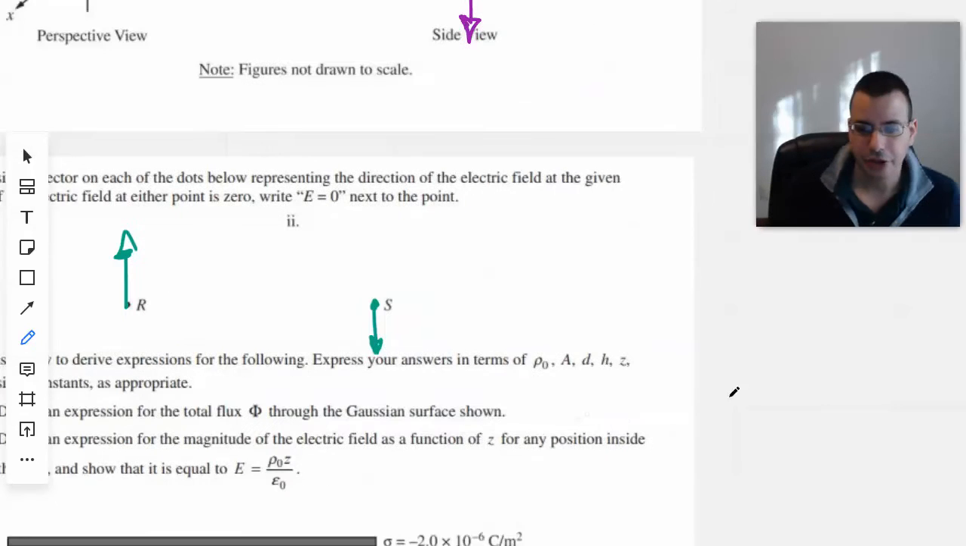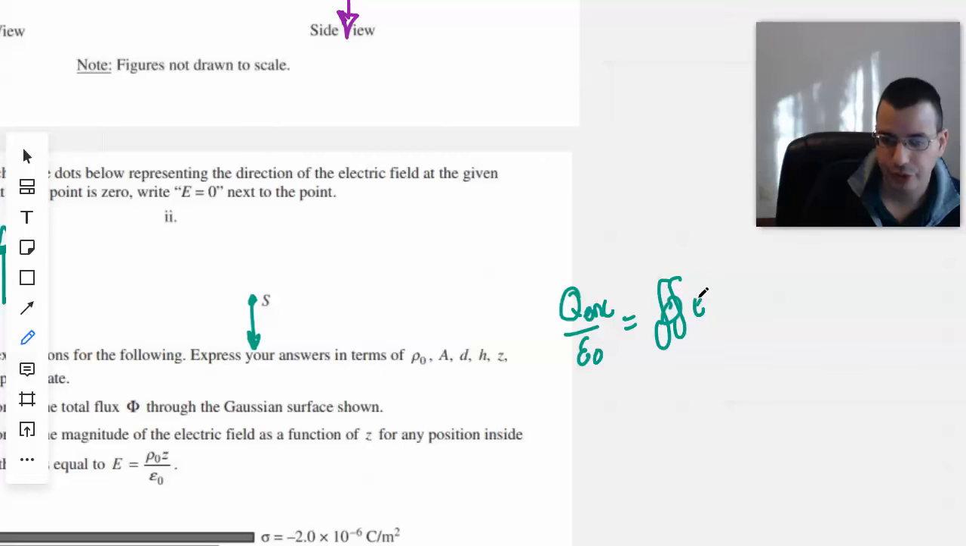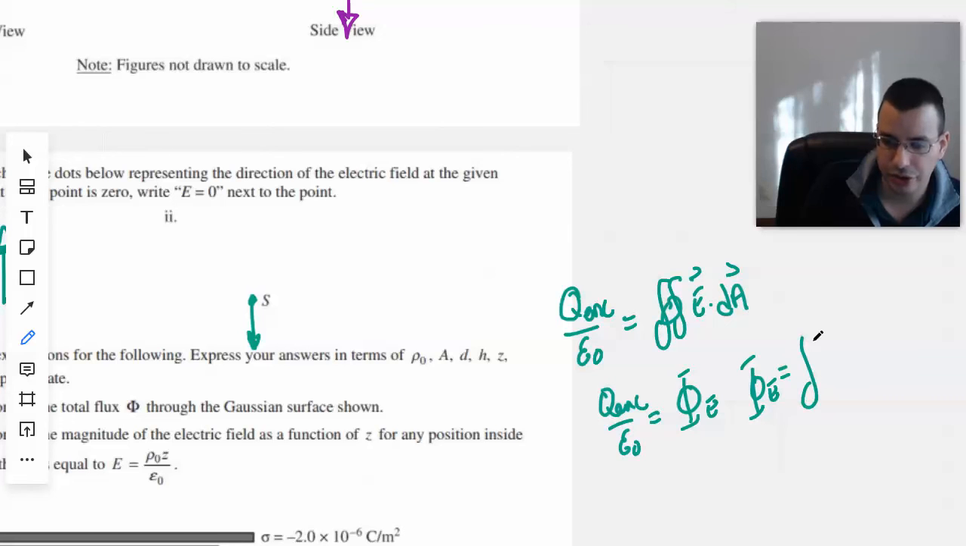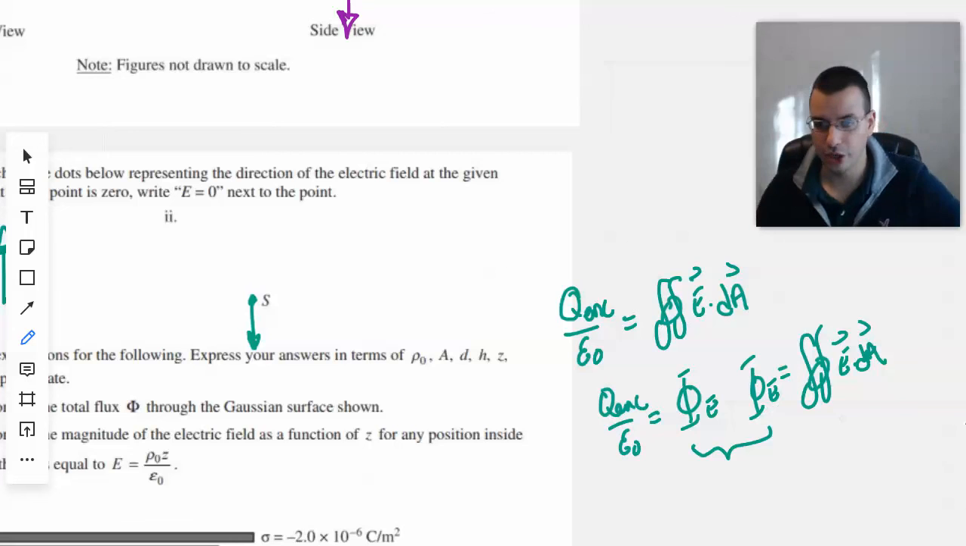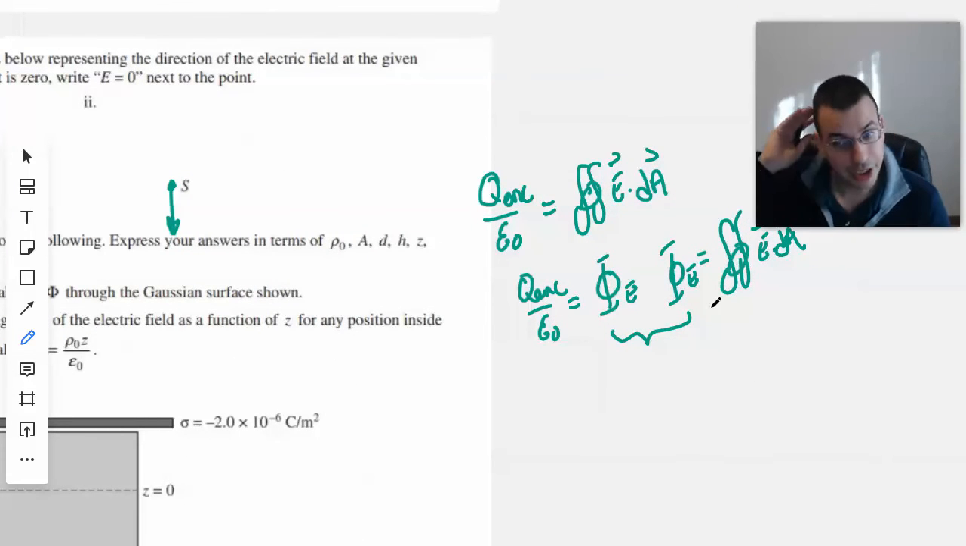One thing that I've glossed over when talking about Gauss's law was flux. The way Gauss's law is actually set up is Q enclosed over epsilon naught equals electric flux, and electric flux equals the double integral over the surface of E dot dA vectors. So I figured we really don't need to worry about that flux in the middle, since you basically just set one side equal to the other.